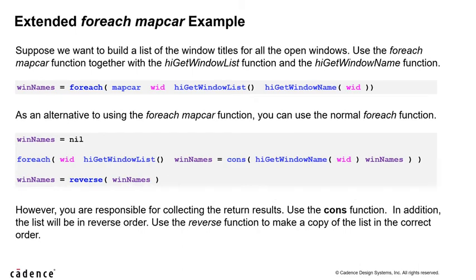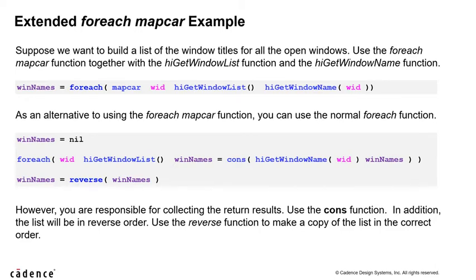Here's an extended foreach mapcar example. So let's suppose we want to build a list of the window titles for all the open windows in our environment presently. We're going to use the foreach mapcar function together with the HIGetWindowList function and HIGetWindowName. So here in the example, the first thing we would do here is write a foreach mapcar loop. The input list is collected from HIGetWindowList.